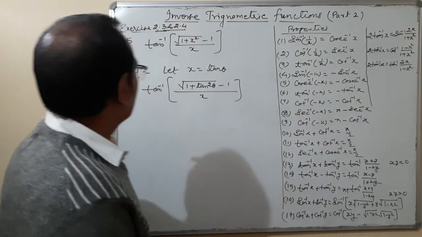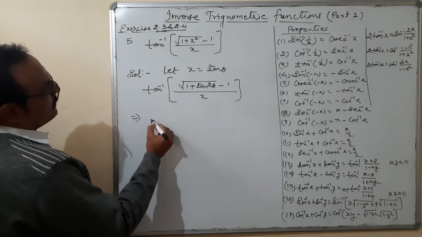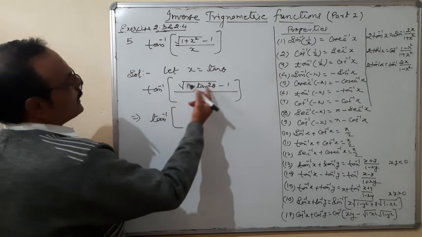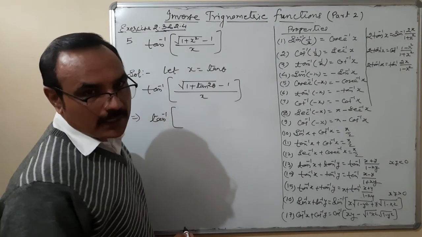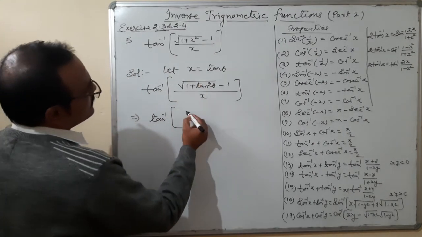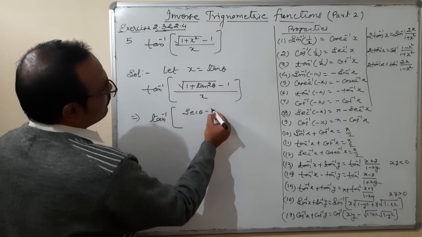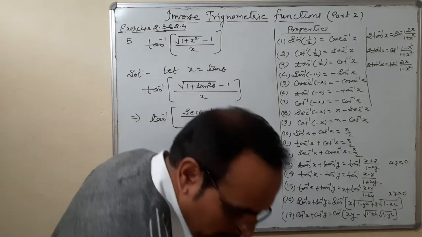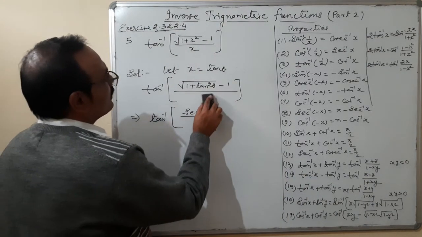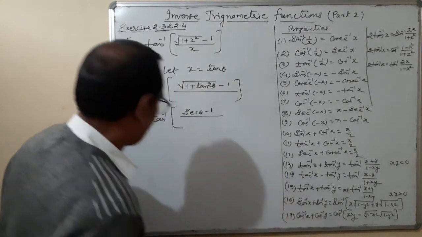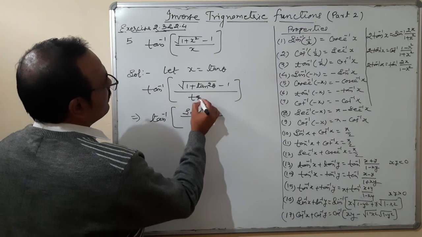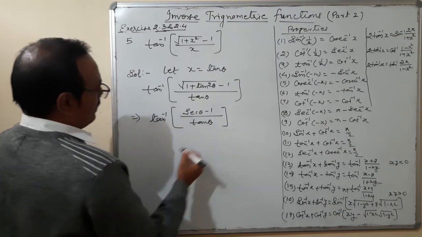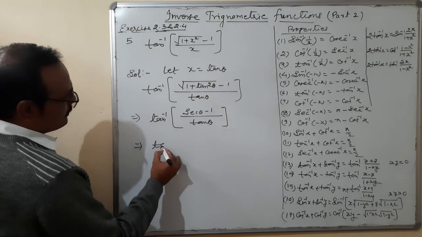Okay. After that, tan inverse, 1 plus tan square theta is sec square theta. Under root sec square theta means sec theta, minus 1 upon, in place of x, here also I can put tan theta. So that is tan theta. Now we'll simplify this term.